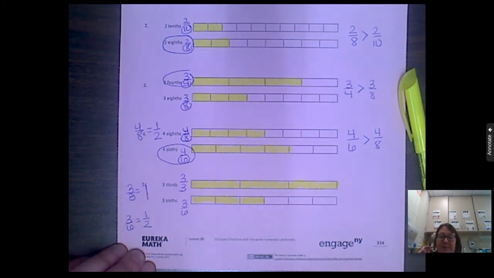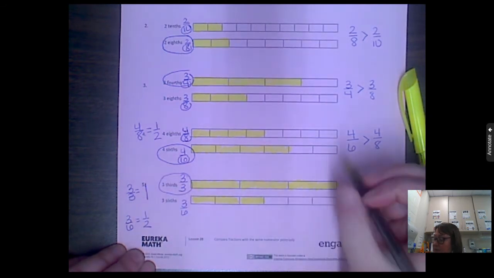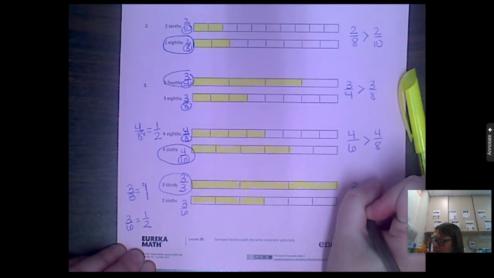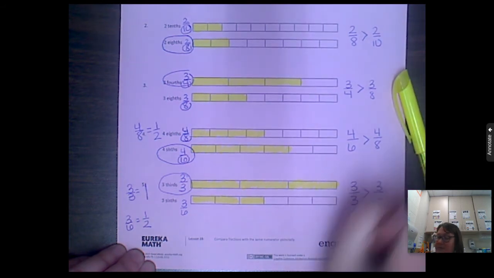Okay. And so we want to say which fraction is bigger. Which fraction is bigger, 3/3 or 3/6? 3/3, because 3/3 is equal to a whole, and only 1/2 of this one is shaded. So when we write our comparing statement, 3/3 is greater than 3/6.